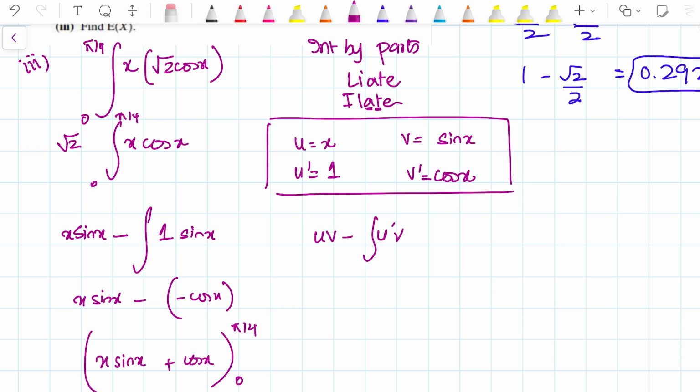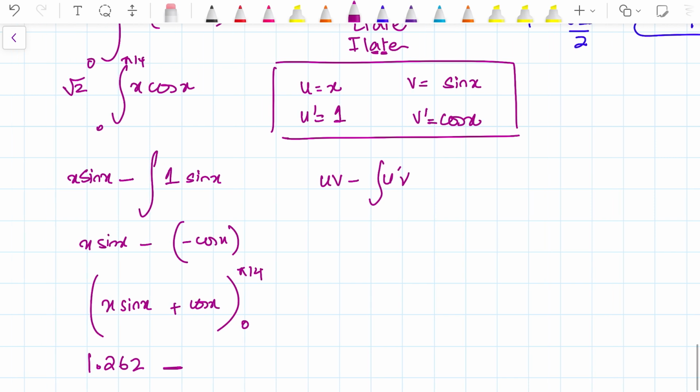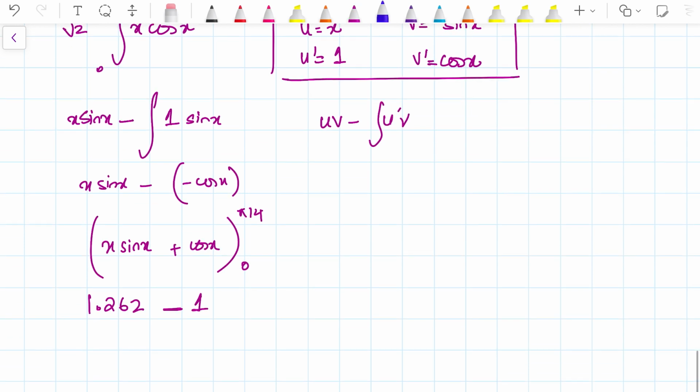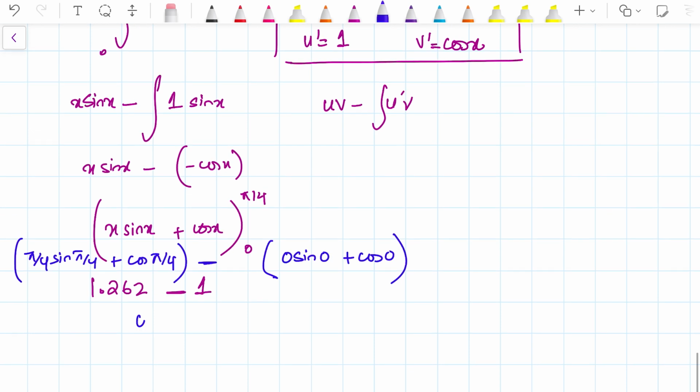So let's input those. When you input the upper limit, minus when you input the lower limit. Cos 0 is 1. I'm not showing the working of putting the limits. Let's do that. Pi by 4 sine pi by 4 plus cos pi by 4 minus 0 sine 0 plus cos 0. So we get 0.262. That's going to be my answer for the expectation.